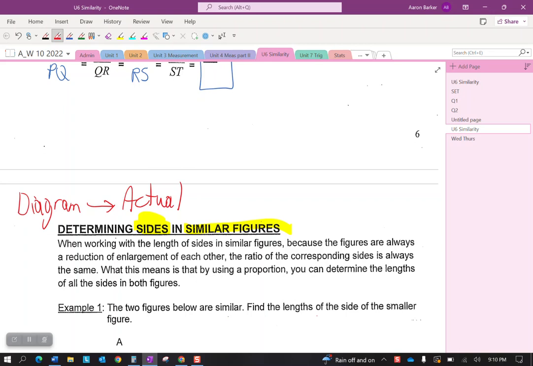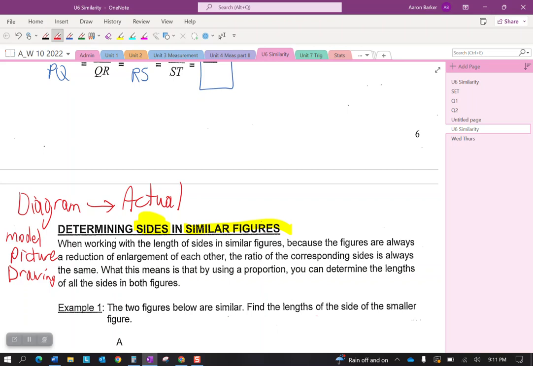Now for the diagram, that could be a model, it could be a picture, or it could be a drawing. All those different things represent the diagram, even though the model isn't necessarily a diagram. The actual number will be the actual image that you have or the actual object.